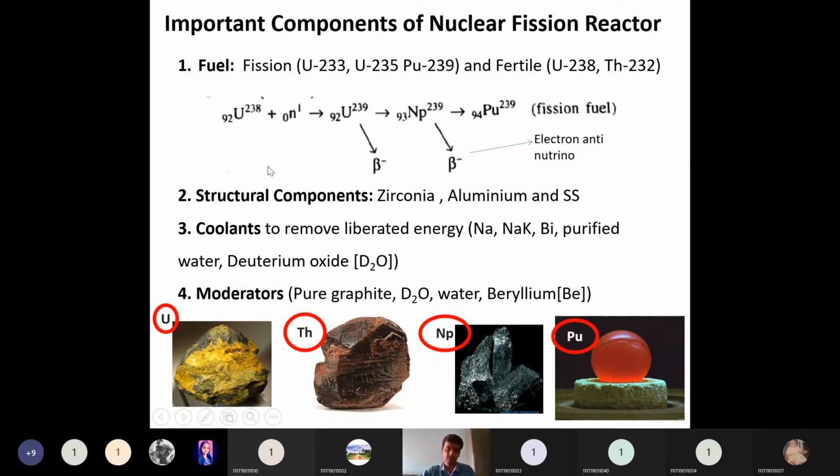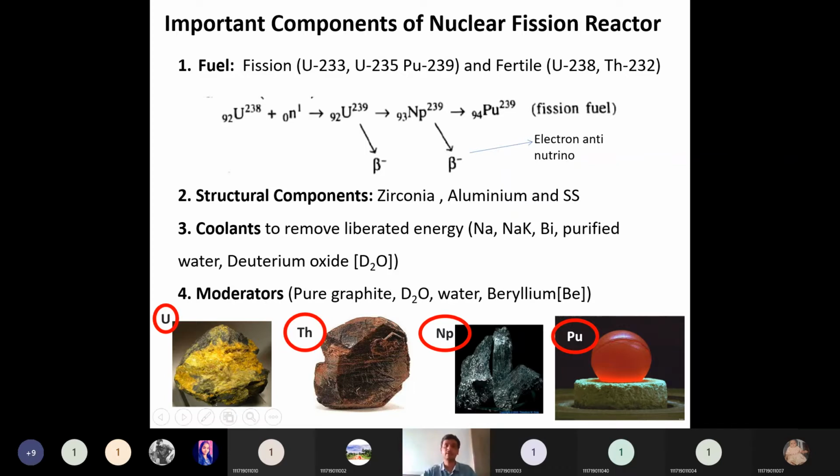Then next is the structural component. In order to lower the neutron absorption capacity, we have to construct our reactor material in such a way that it has a very low neutron absorption capacity. Materials like zirconia, alumina and stainless steel can be used as the structural construction material of that reactor. Then coolants: since these nuclear reactions are very energetic and liberate extremely high energy.